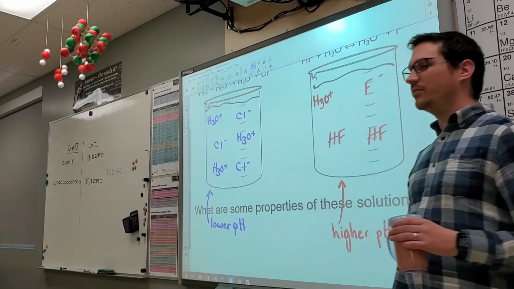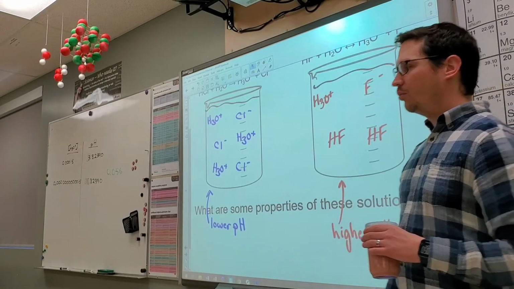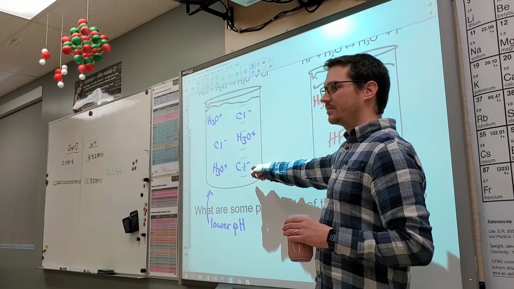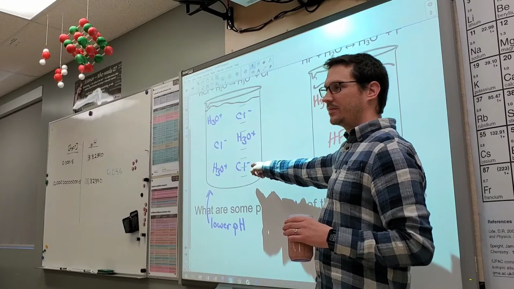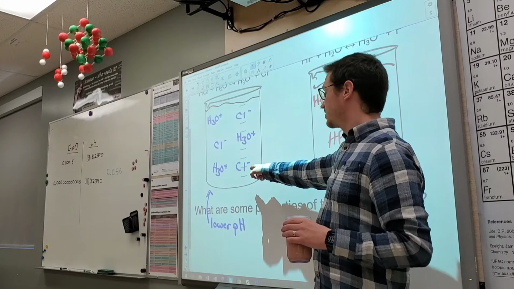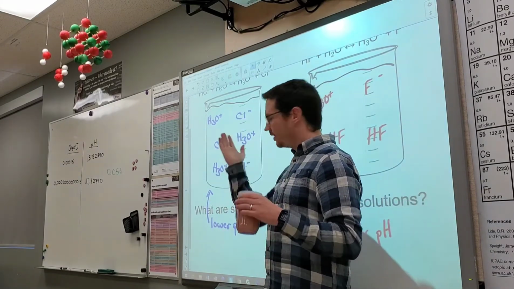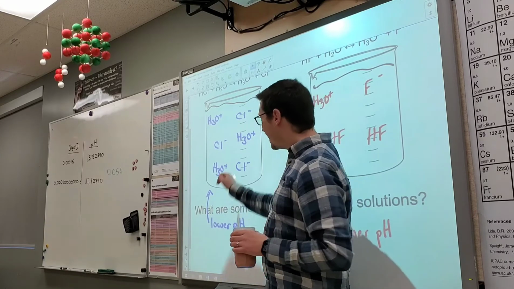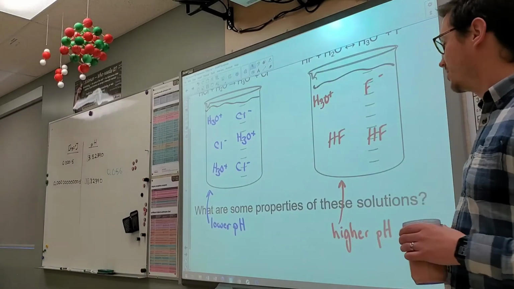This is a blast from the past. See if you guys can get this. Will this solution conduct electricity? Yes. Why? Does it have charged particles inside the solution? Anything with charged particles can conduct electricity. Okay? So any solution that contains ions will conduct electricity.